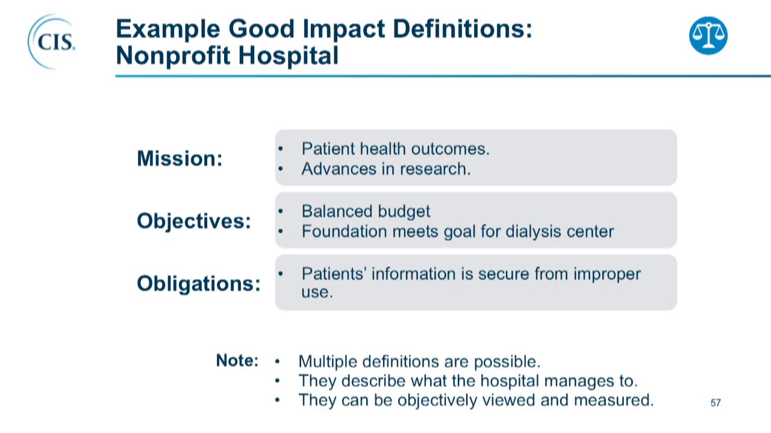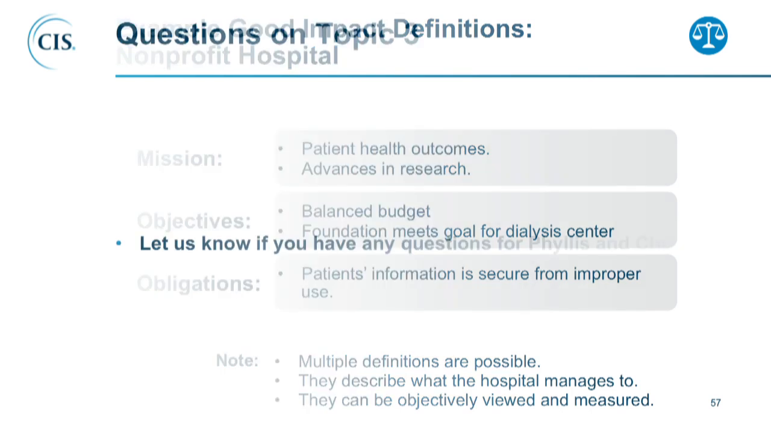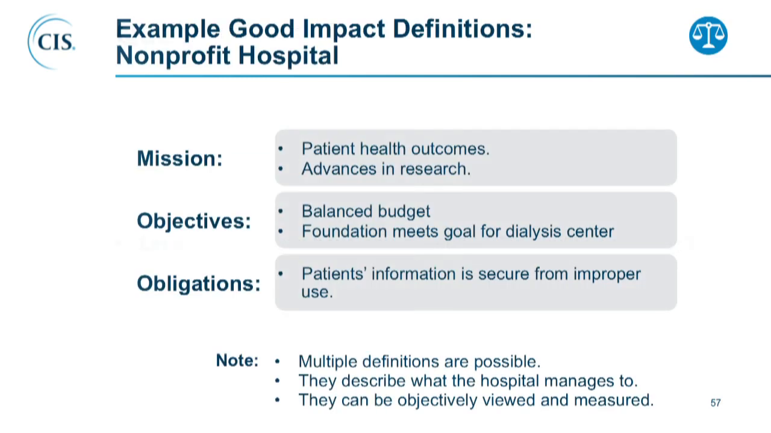So we've got multiple definitions in objectives. That's good. The more definitions you have, that's fine. They describe what the hospital manages to. We're not inventing new metrics for them. They can be objectively viewed and measured. We would know, and we'll get into this as we define further down the magnitude definitions, how these would work. But this is much better because it hits those goals.